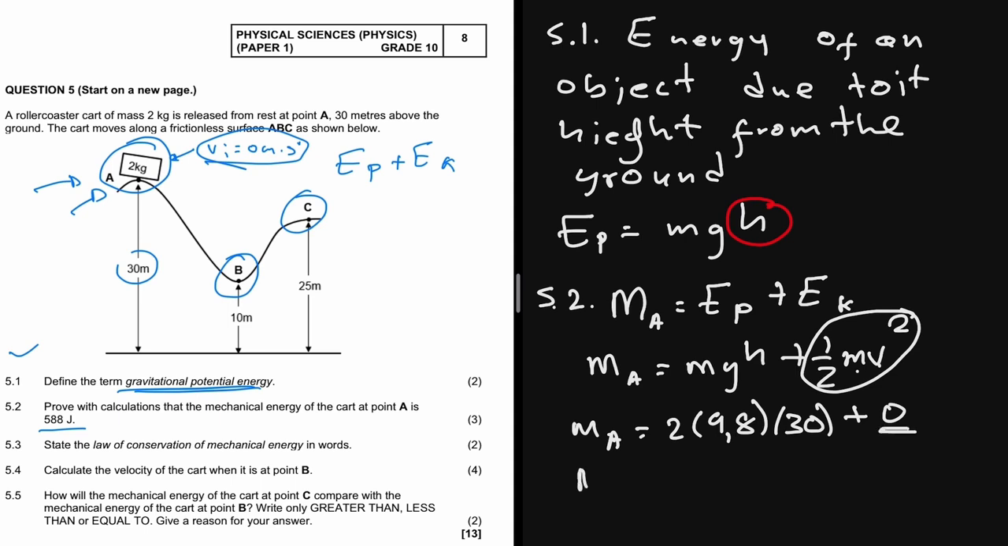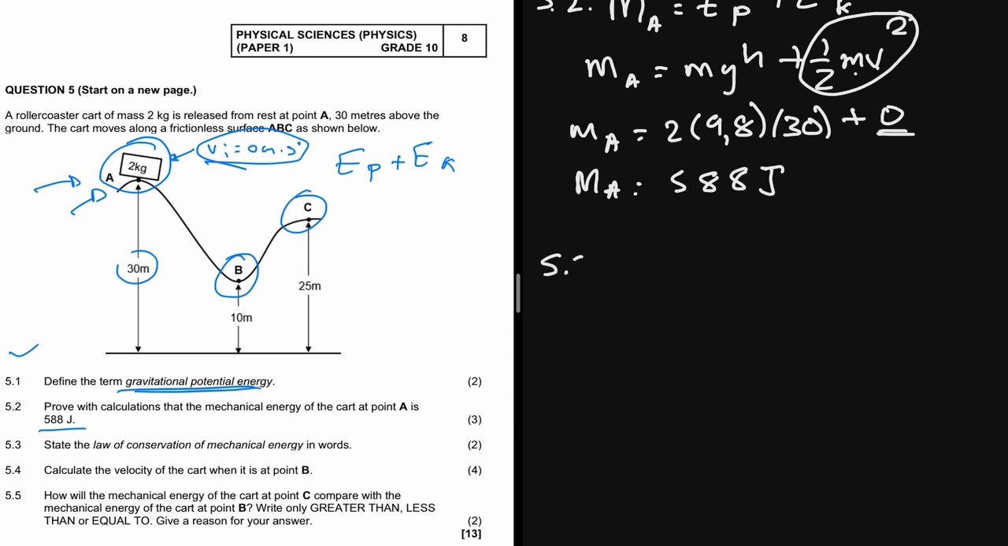So now the mechanical energy at point A will be how much? Let's just confirm if we get 588. This is 2 into 9.8 into 30. The answer that I get is 588 joules. So that is how we prove that.